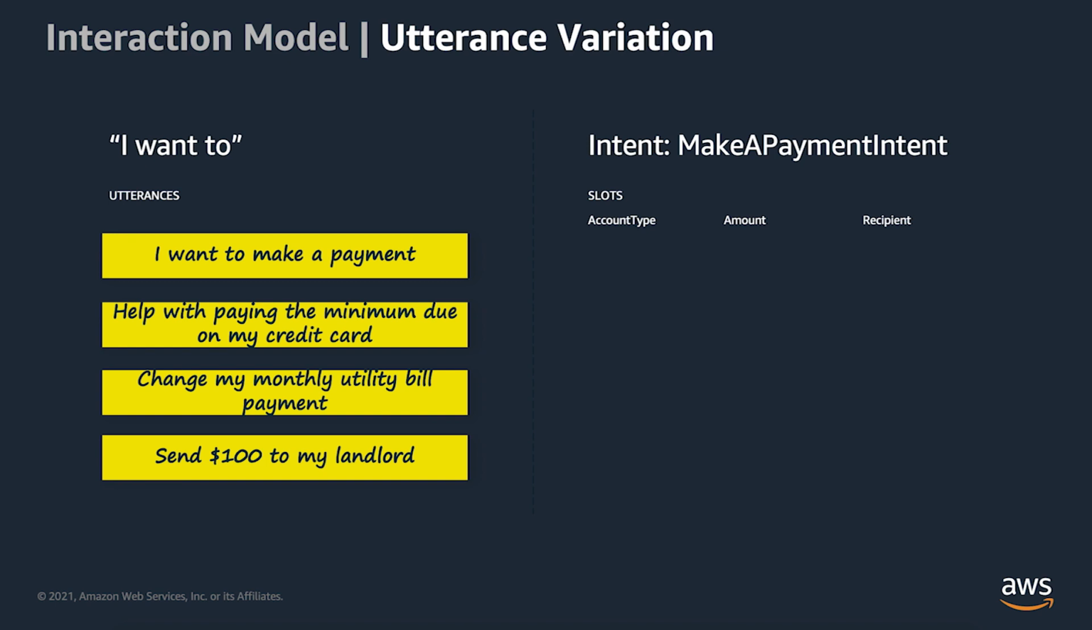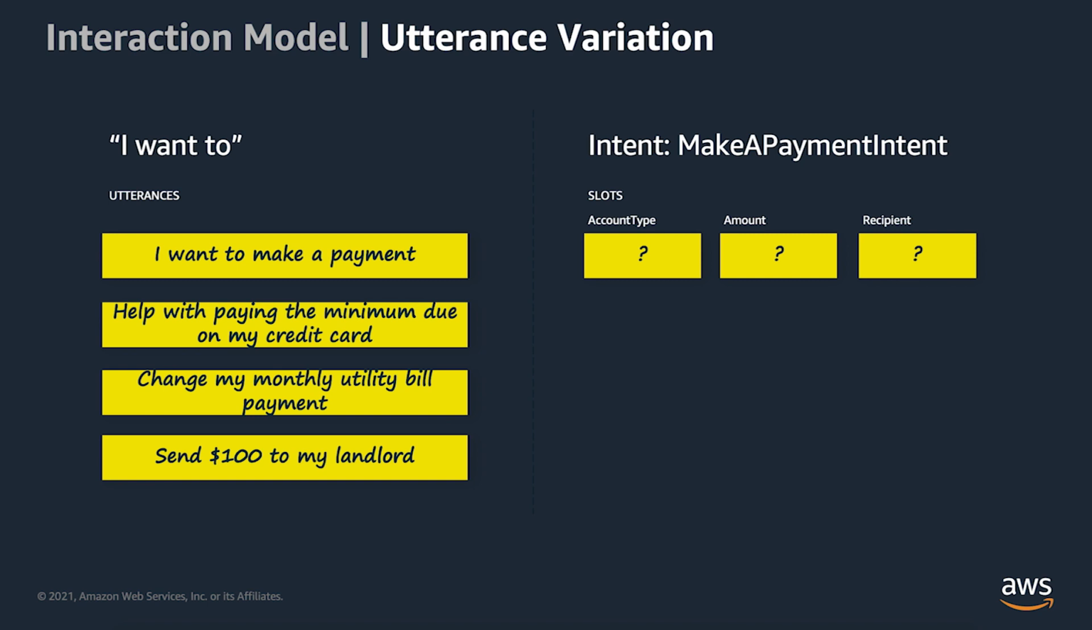We might consider having maybe 3 slots, such as account type, amount, or recipient. In this first utterance, are there any slots? I don't think so. Yeah, we don't have an account type, we don't have an amount, and we don't have a recipient. So those are probably pieces of information that we'll want to collect with our bot in order to fulfill this goal. What about in the next one?